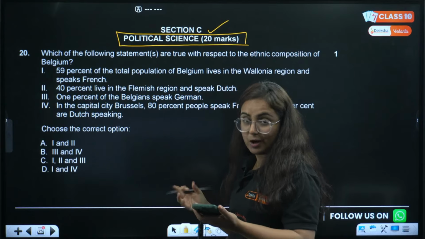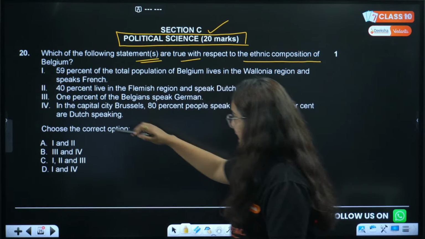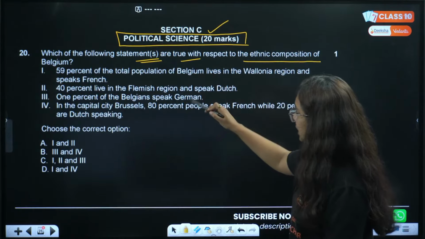Fine. First, 59% of the total population of Belgium lives in the Wallonia region and speaks French. Second, 40% lives in the Flemish region and speaks Dutch. Third, 1% of the Belgians speak German. And fourth, in the capital Brussels, 80% people speak French while 20% speak Dutch. Choose the correct option given in front of you.